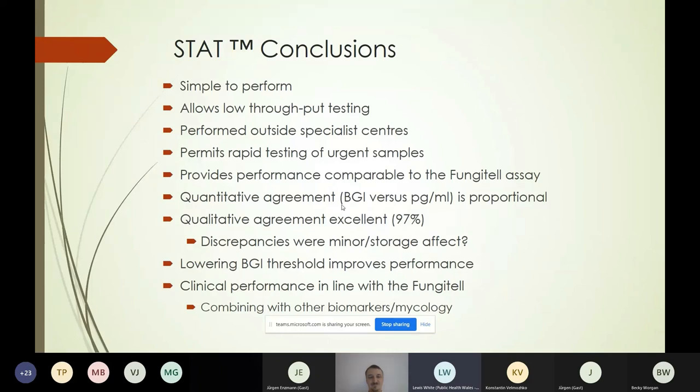There's good quantitative agreement in that the BDG index is generally proportional to the concentration generated in picograms per mL by the Fungitell assay. Excellent qualitative agreement. Discrepancies were minor. Although we could lower the BDG index threshold, which does slightly improve performance, I think we need to enhance that with further studies. And really, like with any BDG, we need to combine this test with other biomarkers and other mycology. Thank you very much.